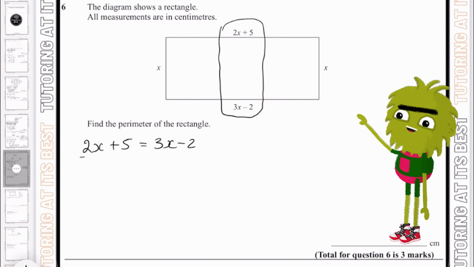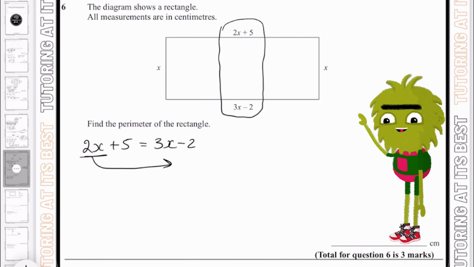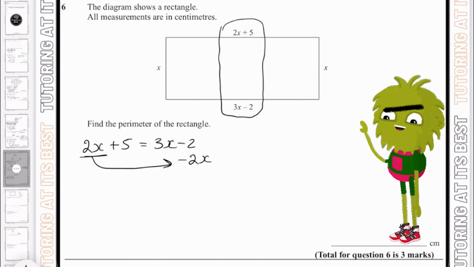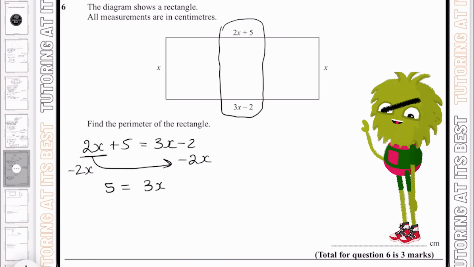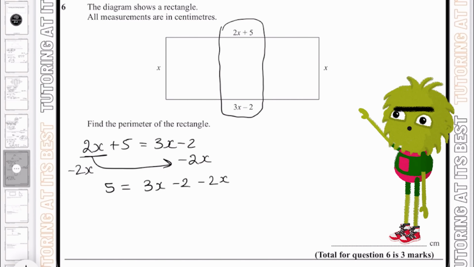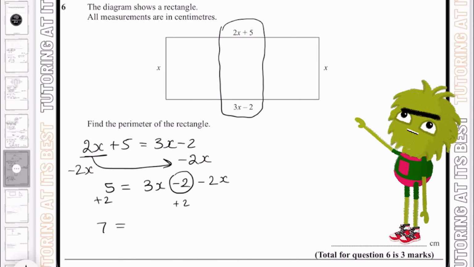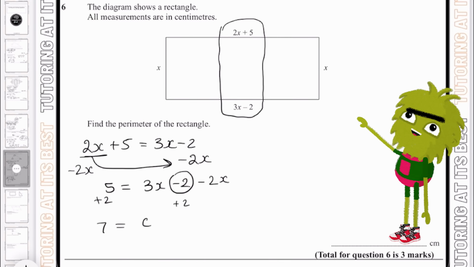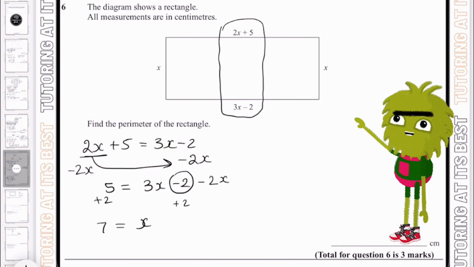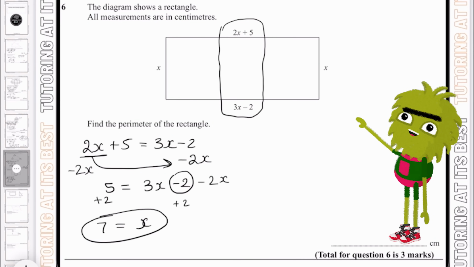As you can see, we have a 2x. If I take it over to the other side of the equal sign, it will become a minus 2x. So again, you minus 2x on both sides. Now we have 5 equals 3x minus 2 minus 2x. And then I'm going to take the minus 2 over, so plus 2 on both sides. Now I have 7 equals 3x take away 2x, which gives me x. So now I know the value of x is 7.